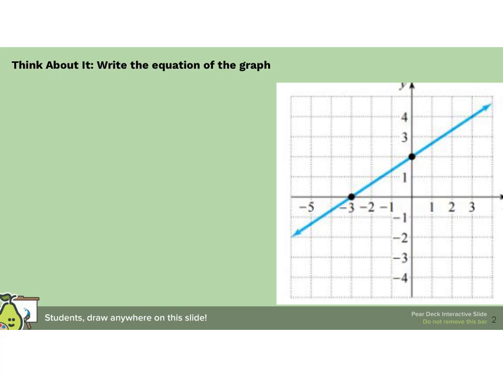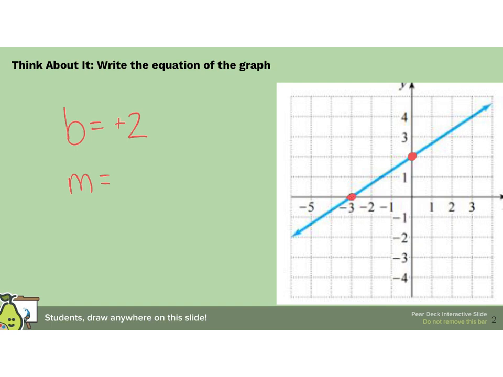Okay, so before we jump into this lesson, let's see if we remember how to write equations of lines, which means we need to look at the graph and be able to find the y-intercept and the slope, and then plug them into slope-intercept form. So the y-intercept of this graph is right here, where it crosses the y-axis. That's at +2.